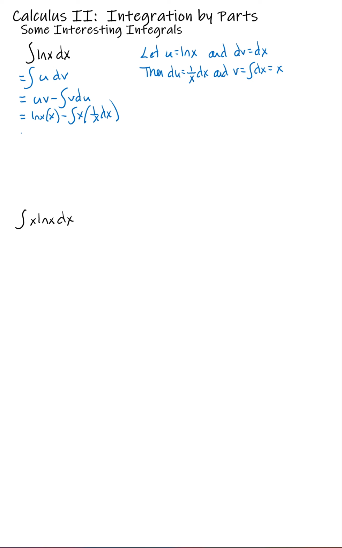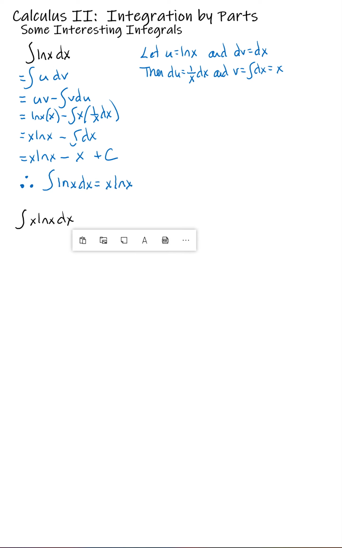All right, so if we simplify this, that gives us x times the natural log of x minus the integral of, oh, look at that, x times 1 over x, that's just a 1, so I'm just going to integrate dx, which I can do quite simply. That's x times the natural log of x minus the integral of dx, which is simply x, and then plus our arbitrary constant. Therefore, the integral of the natural log of x dx is equal to x times the natural log of x minus x plus c.